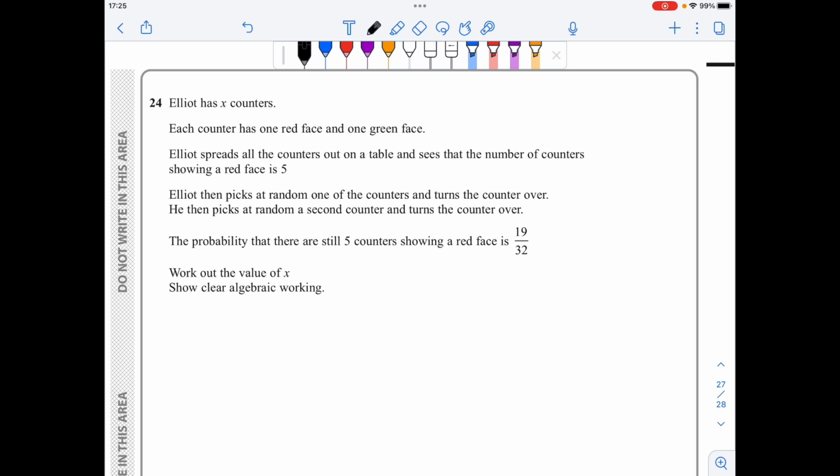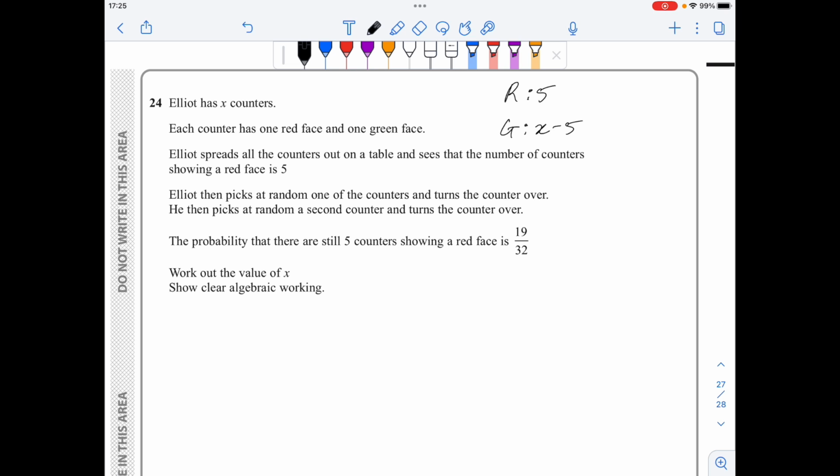In question 24, there are x counters with 2 faces each, 1 red, 1 green. All counters are laid down on a table and 5 faces are red, which means that the remaining x minus 5 are green.